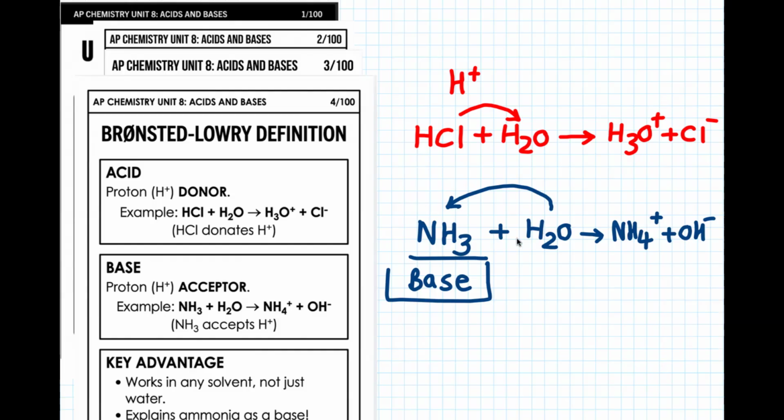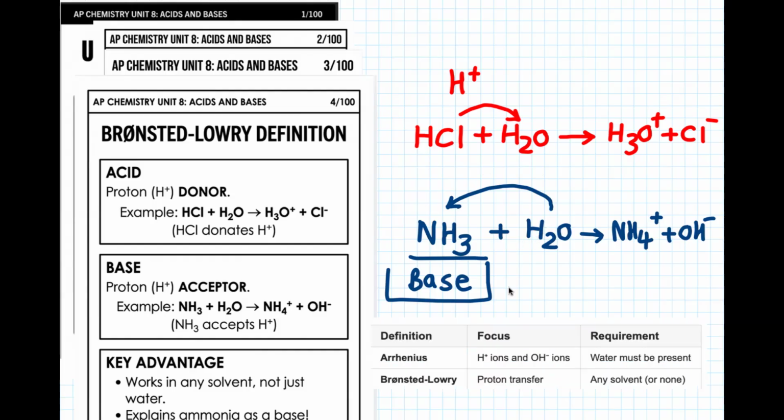Brønsted-Lowry solves it. NH3 accepts a proton, so it is a base. Done. So, a fast summary: Arrhenius focuses on H plus and OH minus ions, while Brønsted-Lowry focuses on proton transfer, who donates and who accepts. Arrhenius requires water to be present. Brønsted-Lowry works in any solvent, or even as a gas, with no need for a solvent.